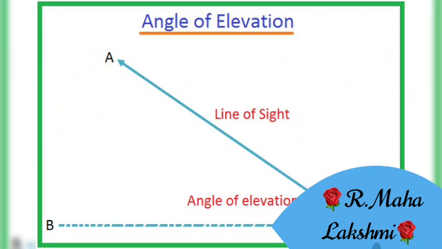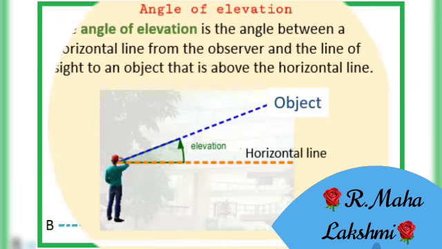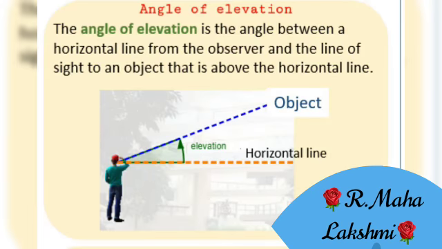Today we are going to learn about angle of elevation. The angle of elevation is the angle between a horizontal line from the observer and the line of sight of an object that is above the horizontal line.